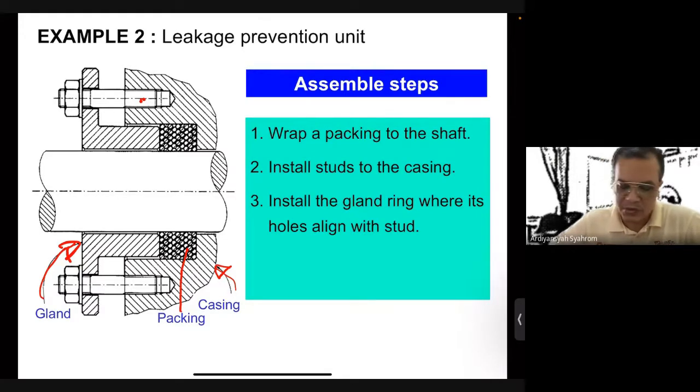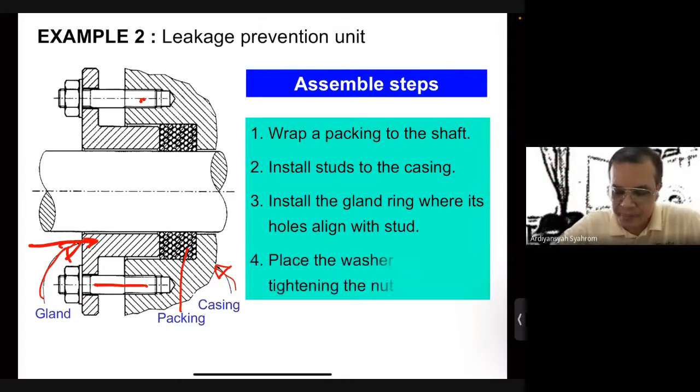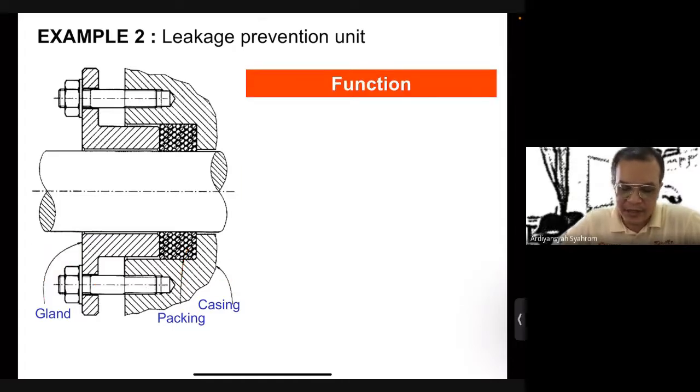So there is a shaft here. Then you put it inside the gland. There is a reference for alignment with the shaft. Place the washer, tightening the nut. Yeah, that is the step. Okay, there is a function.